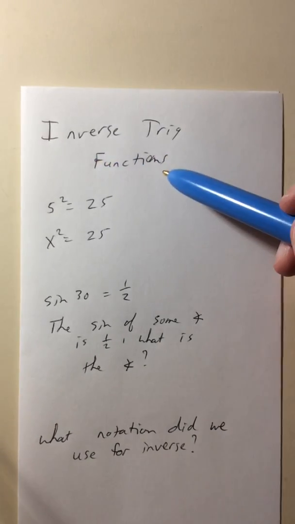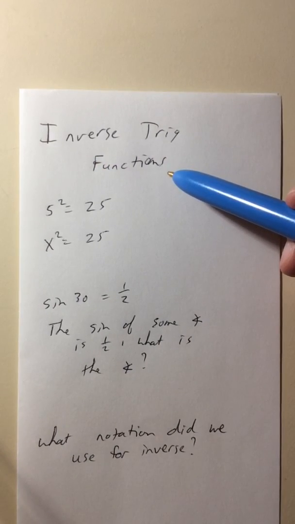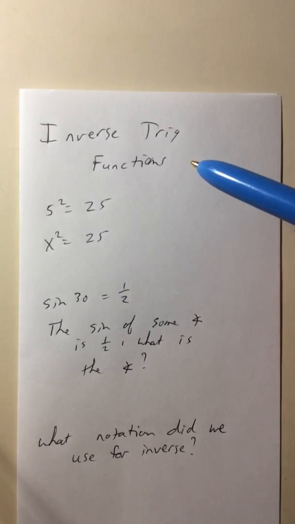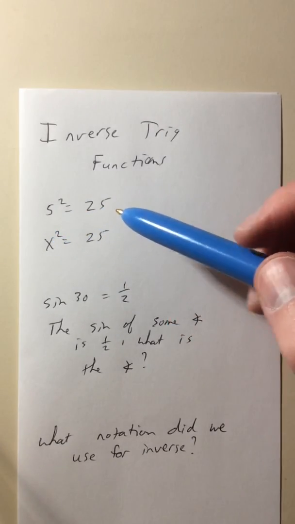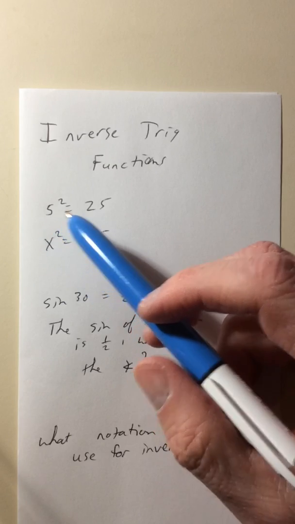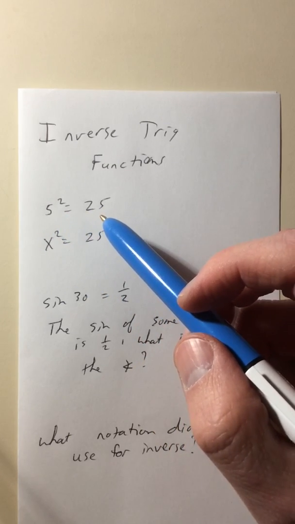We're going to do inverse trig functions today. We've talked about inverse functions before, but never inverse trig functions. So, I want to start you off with something that you totally already know about, obviously, which is 5 squared is 25. We all know that nice little factoid there.